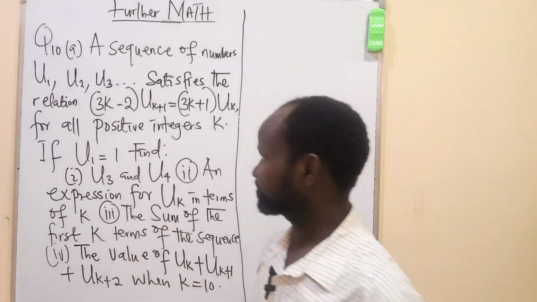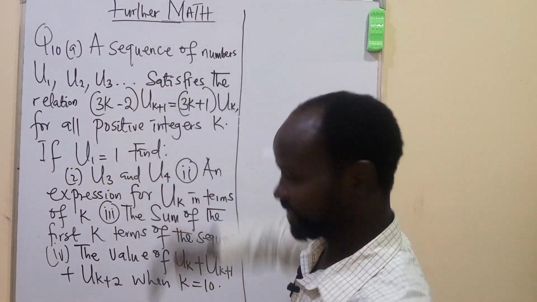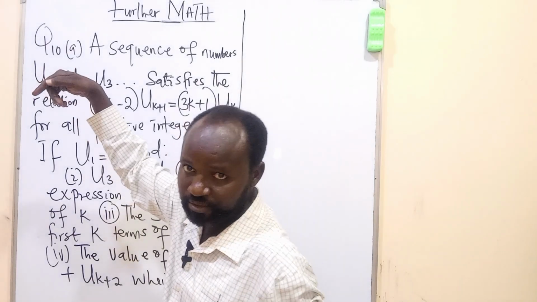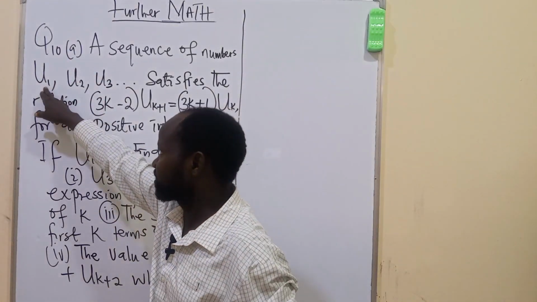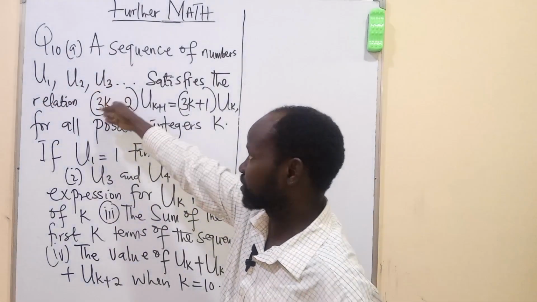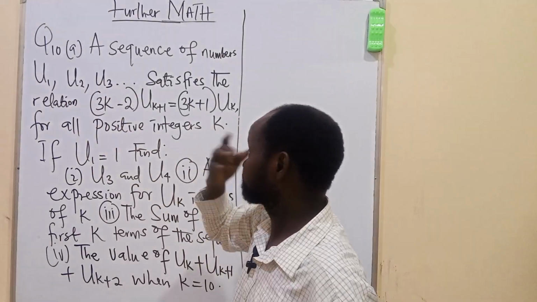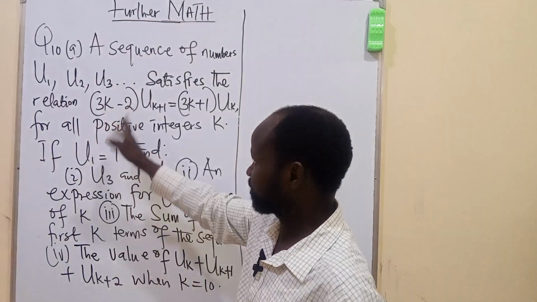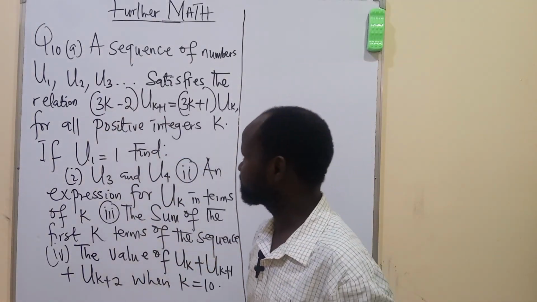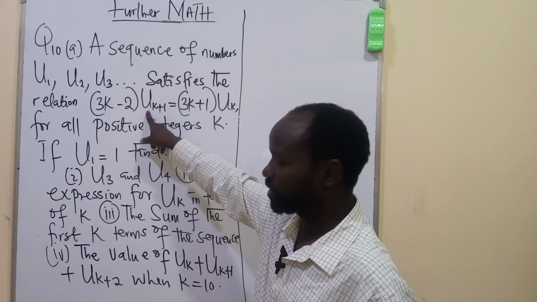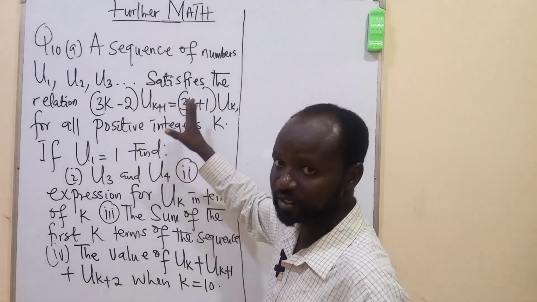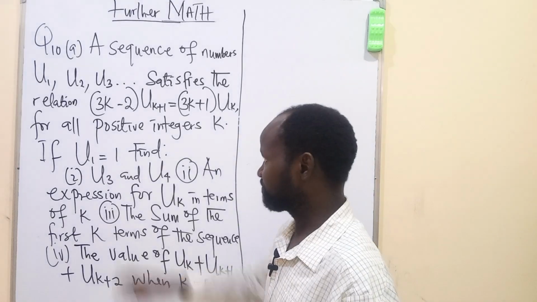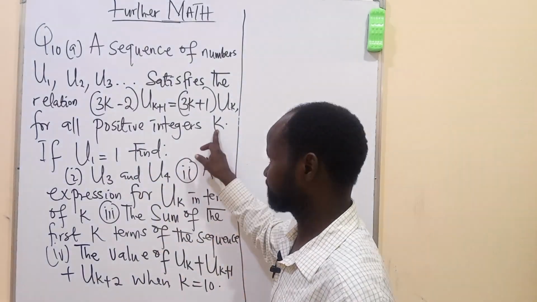The question reads, a sequence of numbers, we have the first term here. We can either use U or T to represent terms. So we have the first term, which is U1, U2, U3. That's first term, second term, third term, in that order. Satisfy the relation, (3k minus 2) times U(k+1) is equal to (3k plus 1) times U(k), for all positive integers k.